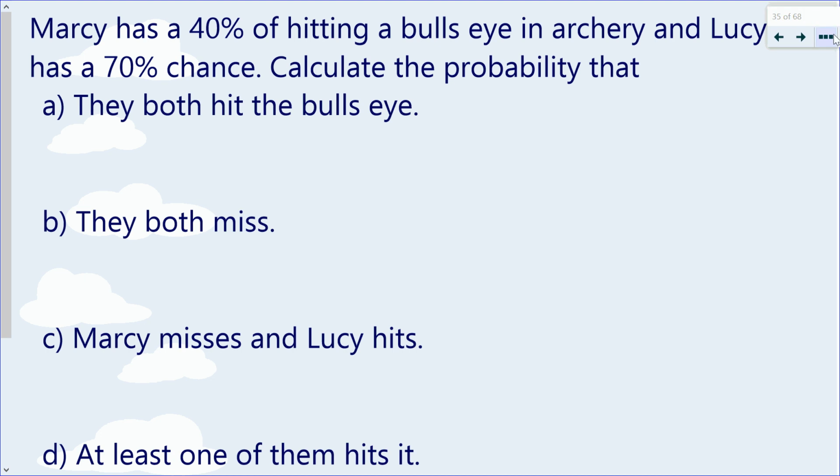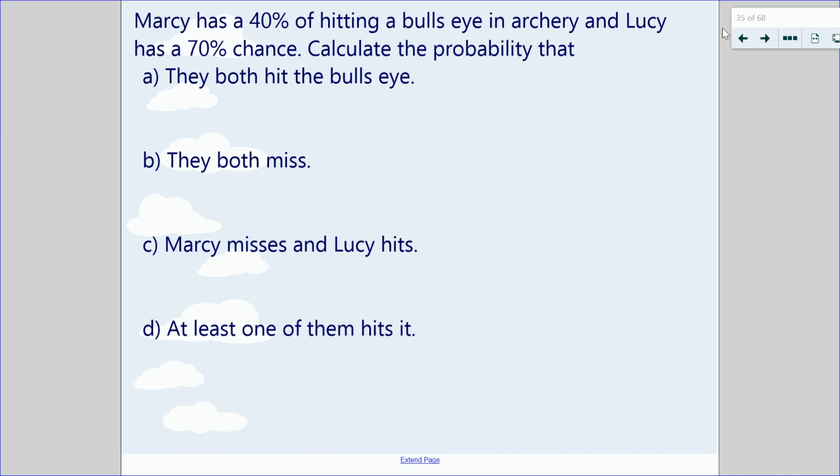Here we have a compound probability problem that has to do with archery. Marcy has a 40% chance of hitting a bullseye in archery. Lucy has a 70% chance. And we want to calculate the probability that these following things will happen. I personally like using what is called a tree diagram to calculate these. So I'm going to show you how that works.